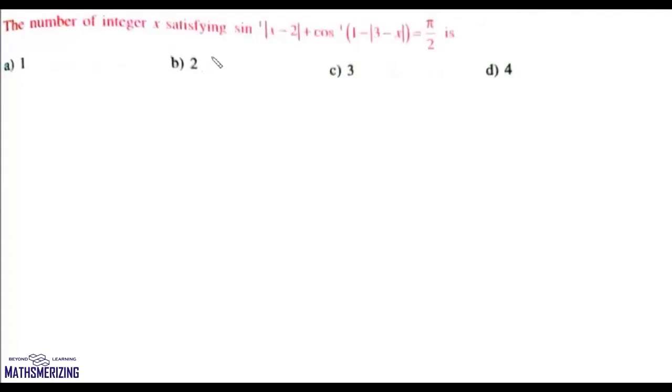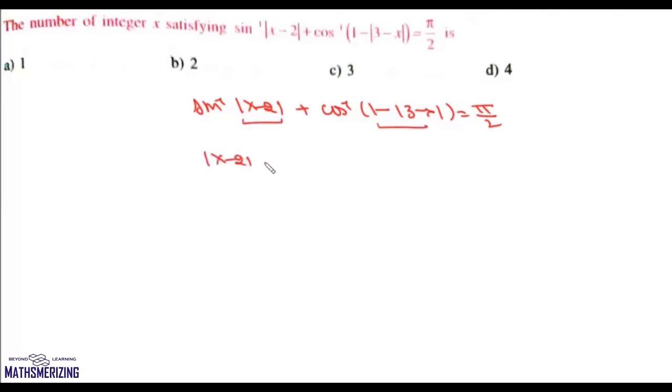Now the next question is: number of integers x satisfying this equation, which is sine inverse of mod of x minus 2 plus cos inverse of 1 minus mod of 3 minus x is equal to pi by 2. Now this is only possible if it is an identity, and it is an identity when sine inverse x plus cos inverse x is pi by 2. So this is true when mod of x minus 2 is equal to 1 minus mod of 3 minus x, which we can write as mod of x minus 2 plus mod of 3 minus x equal to 1.